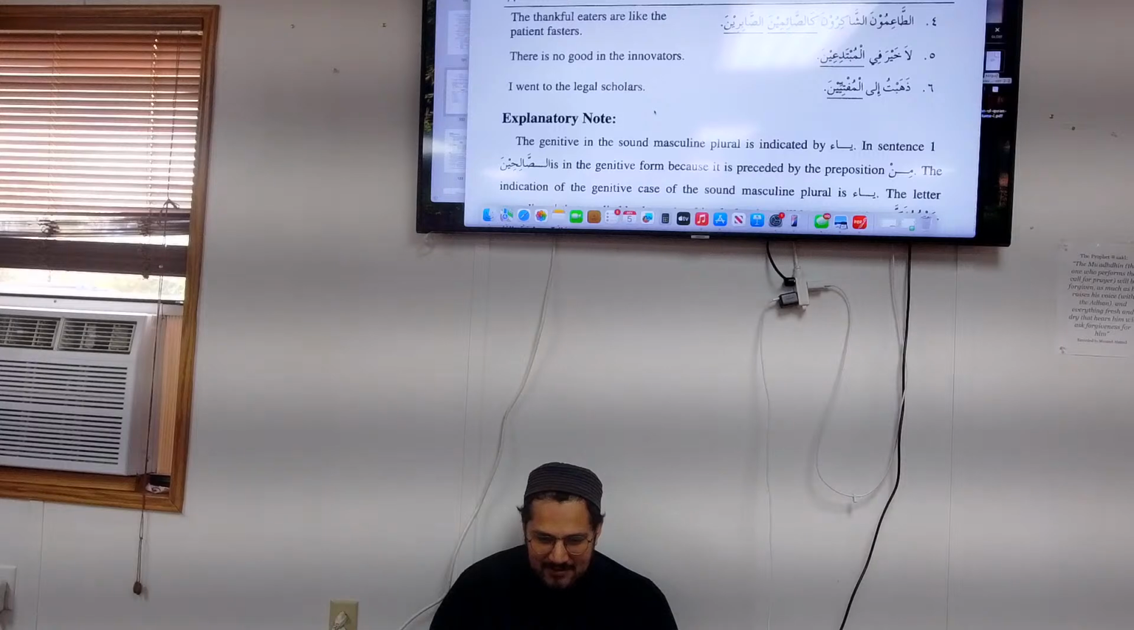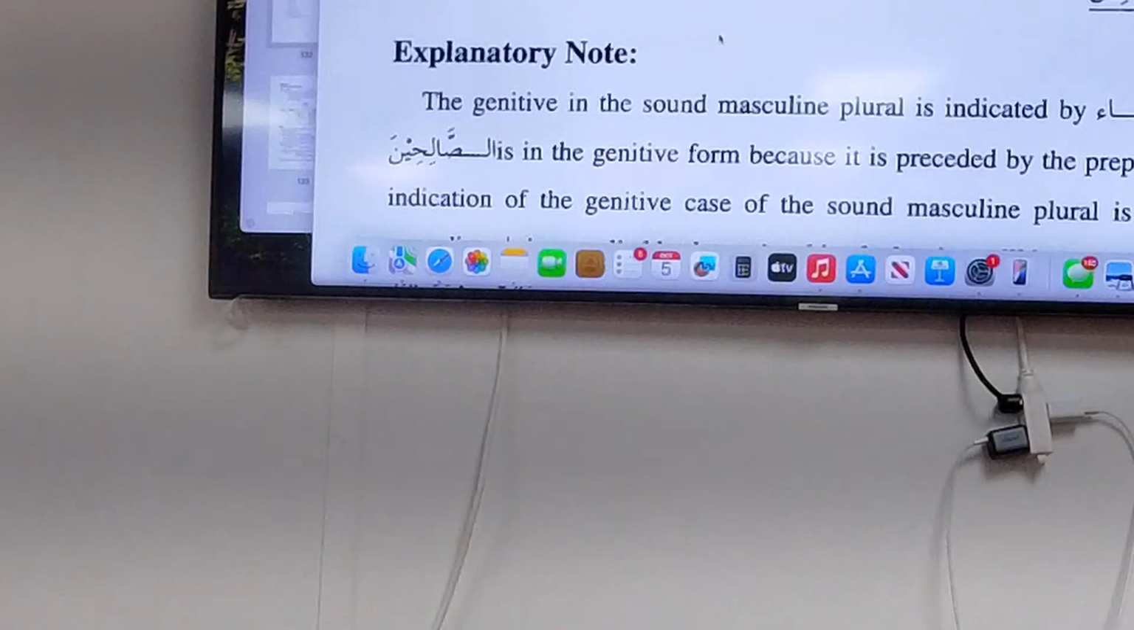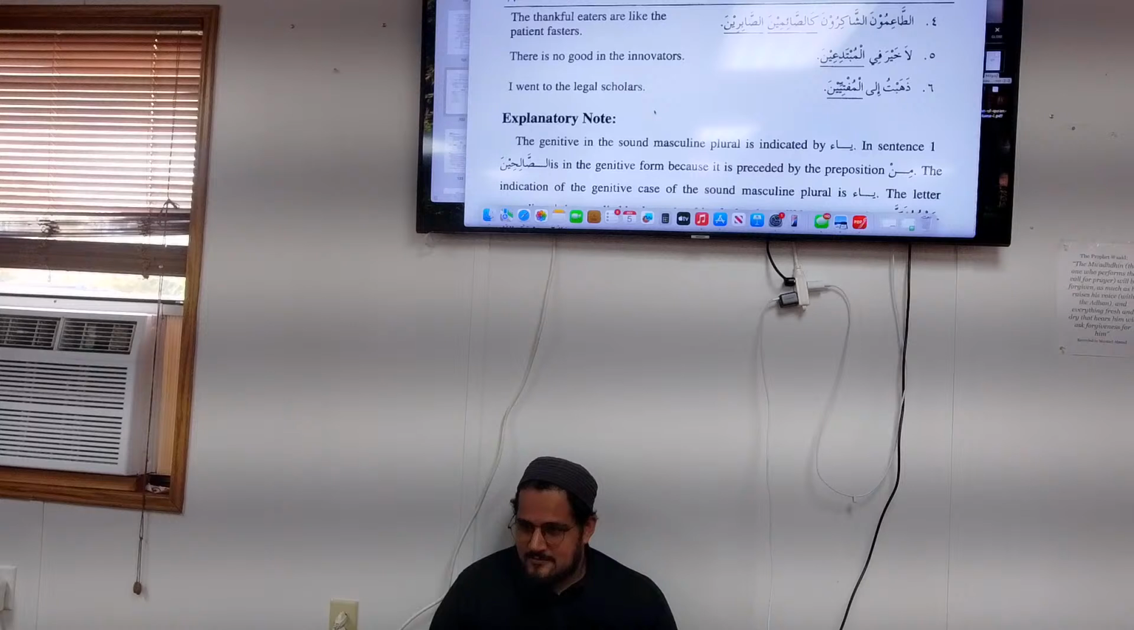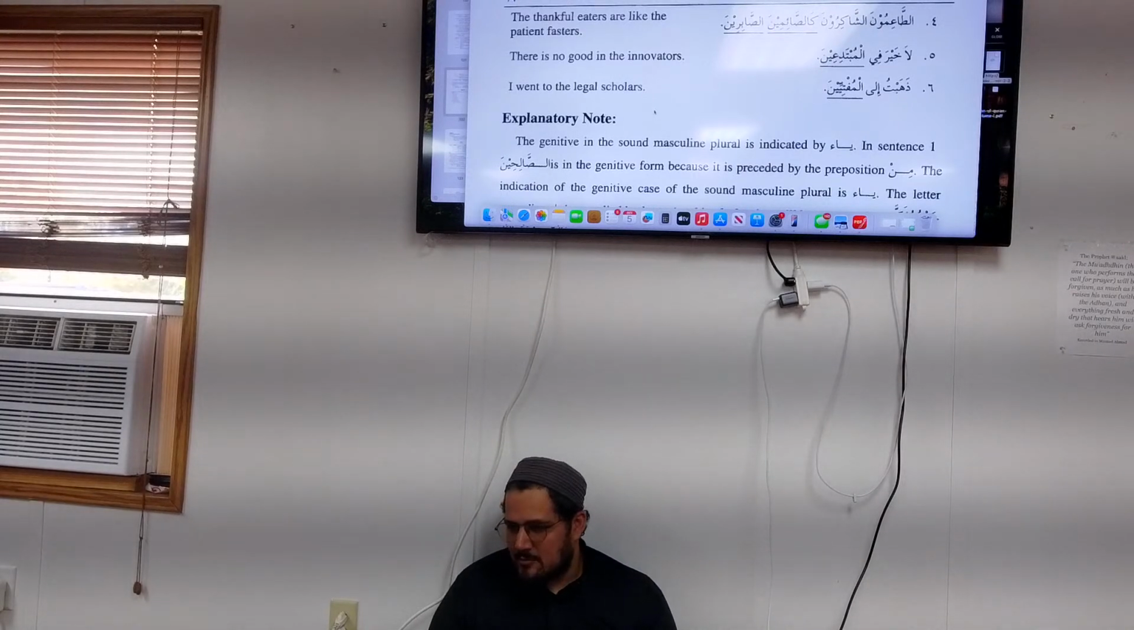Al-buyutu lil-muallimin. The houses belong to the teachers. الصائمون الشاكرون كالصائمين الصابرين. They took the hadith and made it plural. لا خير في المبتدعين. How do you say innovation? Bid'ah. That's the people who do bid'ah? Yes, مبتدع. Muqtadi'een are the people who do bid'ah. Alright? There's no good in them. لا خير فيهم. ذهبت إلى المفتيين. Guys who give fatwas? I went to the muftis, right?